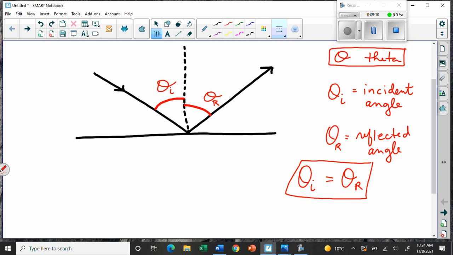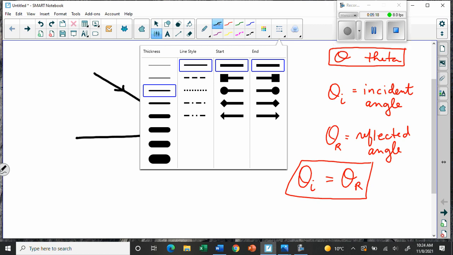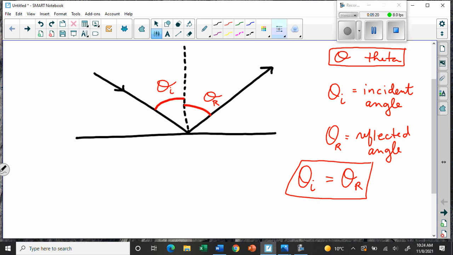So then on this picture, what I'll do also is I will label this ray. This is the incident ray of light, the incoming ray of light, and this is the reflected ray of light going off this way. Okay? That little dotted line I drew, it's not really there. It's just a reference line that we use to measure the angles.